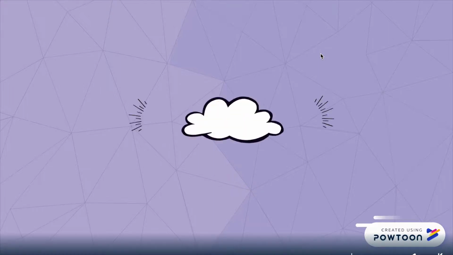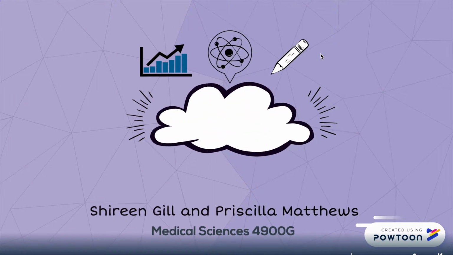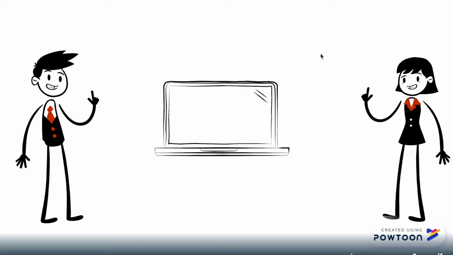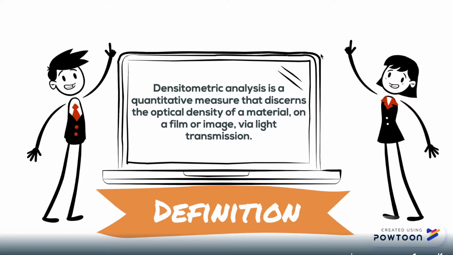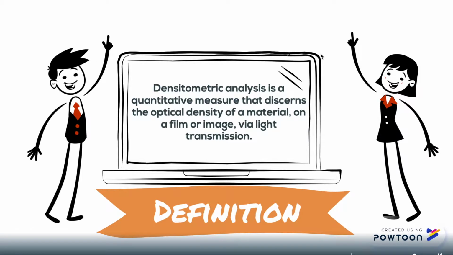Hi everyone, today we'll be discussing densitometric analysis. So densitometric analysis is a quantitative measure that discerns the optical density of material on a film or image via light transmission, and this can be measured with the densitometer.